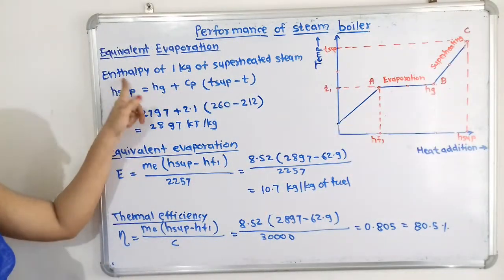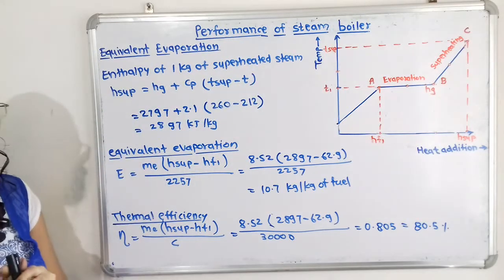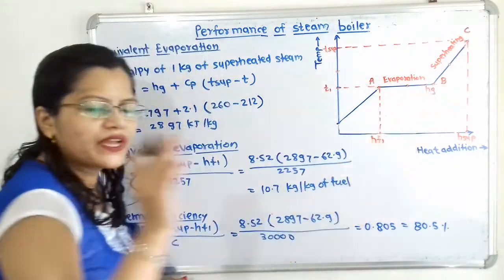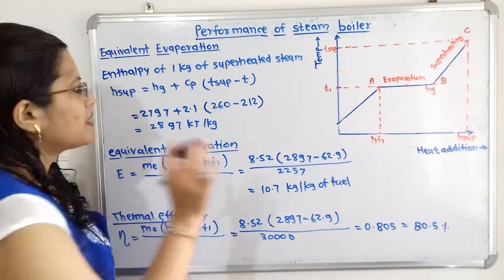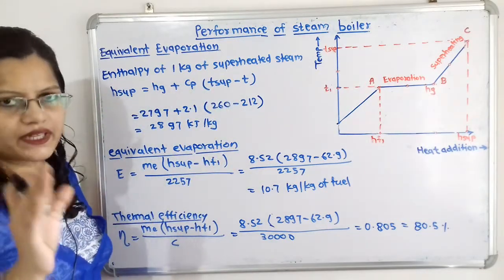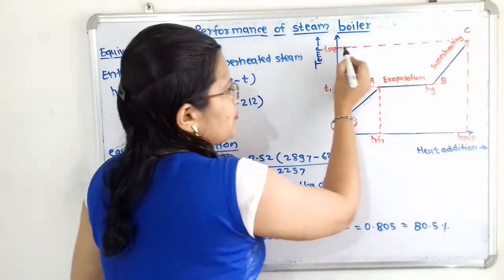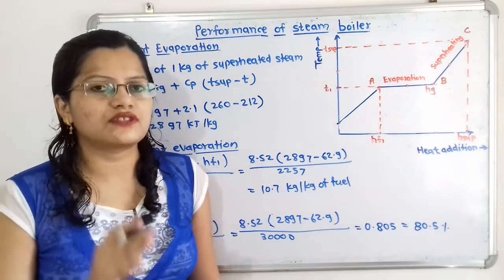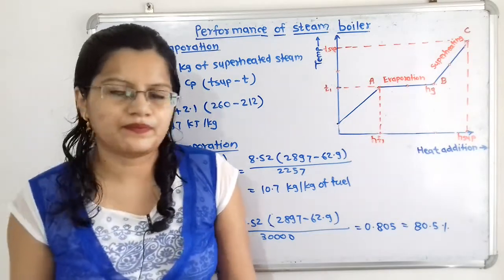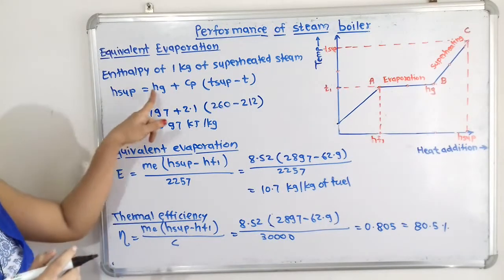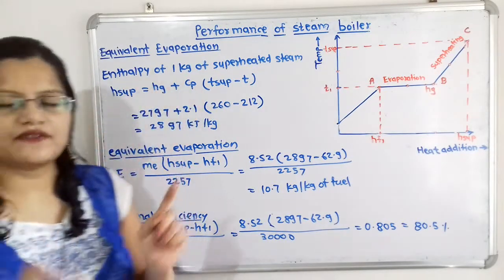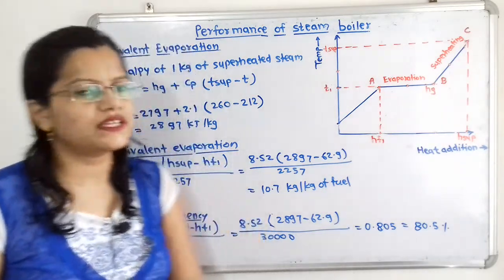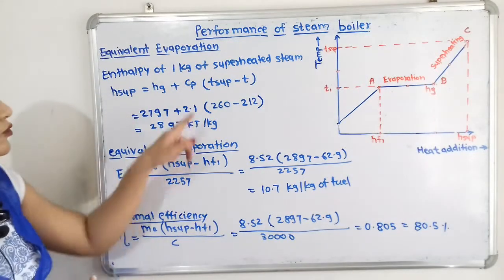So how to calculate the enthalpy of 1 kilogram of superheated steam? Here we have to refer to the enthalpy of dry and saturated steam, Hg, at the given pressure of 20 bar. Then we have to refer to the temperature of superheated steam, T superheated, which is given, and also the saturated temperature at 20 bar pressure. So Hg plus Cp, where Cp is the specific heat. This is not given in the question, so the specific heat of superheated steam we will take as 2.1 kilojoule per kilogram.